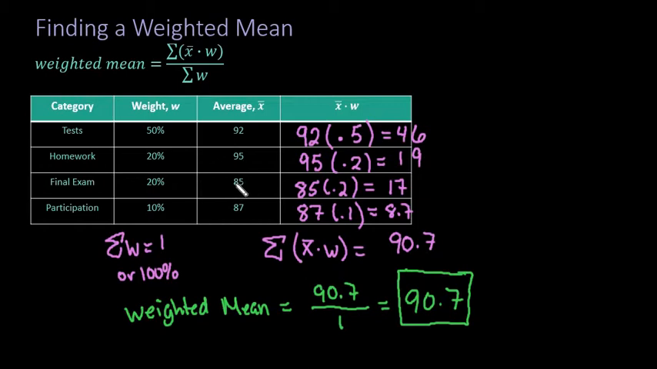So let's say that we didn't have an average for the final exam yet, so we're going to erase this. Let's say that we're missing this right now. We want to find the average grade without the final exam. In this case, we would still do the same procedure as far as finding the average times the weight of that category, and then we would sum them up.